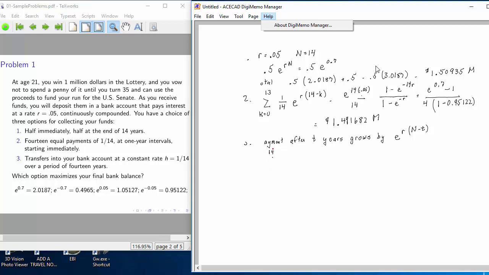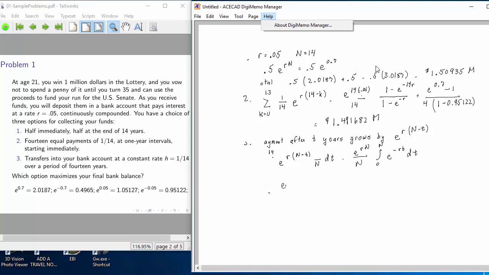And now, instead of summing, I integrate. I integrate over time from 0 to 14 the growth factor from continuously compounded interest, e to the r times (n minus t), times the rate at which money is being paid in. That's 1 over n, where n equals 14. And I have e to the rn, that's a constant factor, over n. And then I have to integrate from 0 to n e to the minus rt dt.